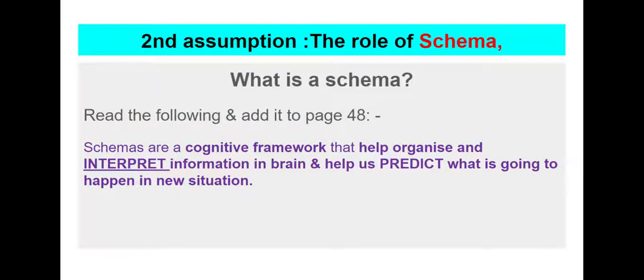Right, okay, so we are now on to our second assumption of the cognitive approach. What is a schema? What is meant by a schema? Now, you will find this on page 48 of your booklet. And what I would do is I would just read the top of page 48, okay, and then highlight that it helps to organize and interpret information. And then you can put this in the box, that schemas are a cognitive framework that help organize and interpret information in the brain and help us predict what is going on and what happens in new situations. Okay.